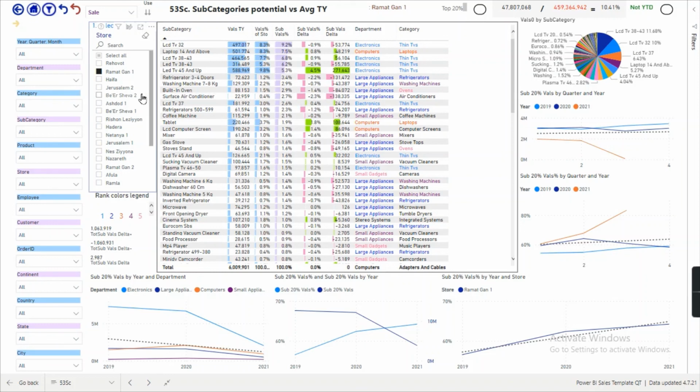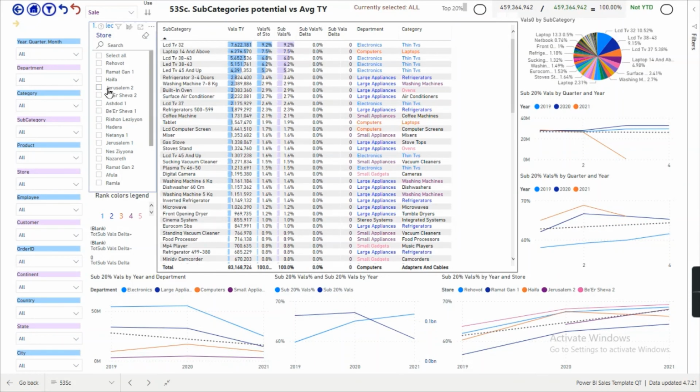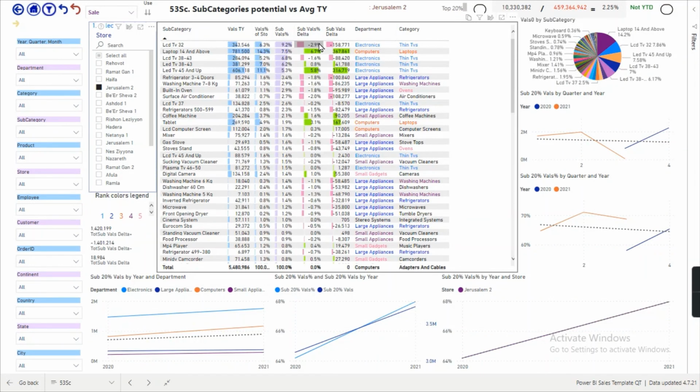So that's the difference. Let's see, interestingly, it's a new store, Jerusalem 2, that is doing well the first year. Let's see what it's doing. Sorry, I didn't select it. I clicked twice. One click.